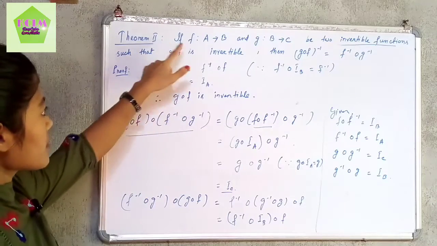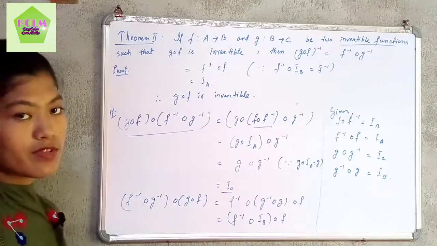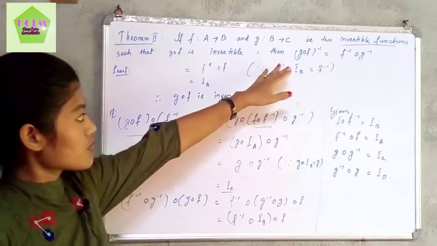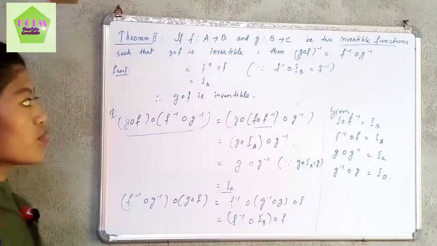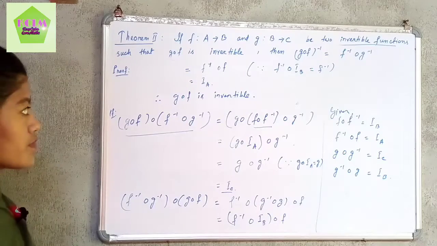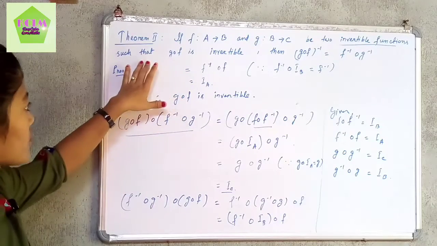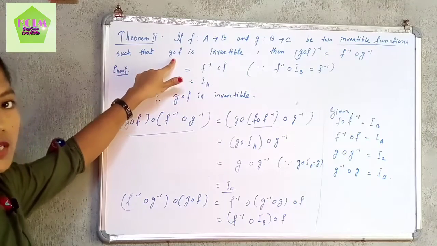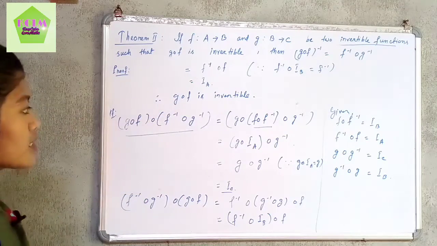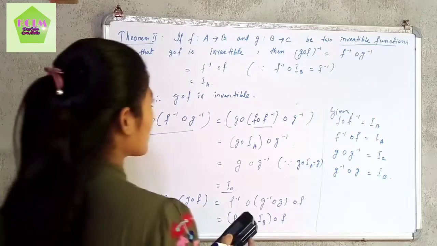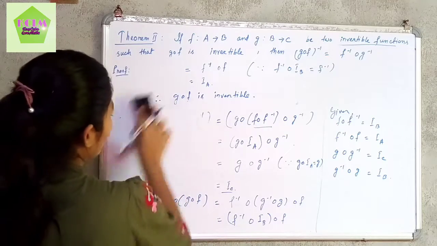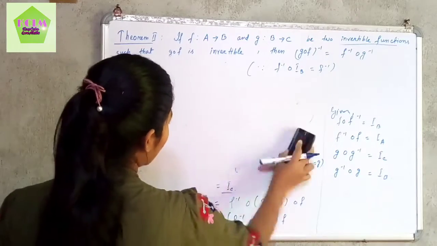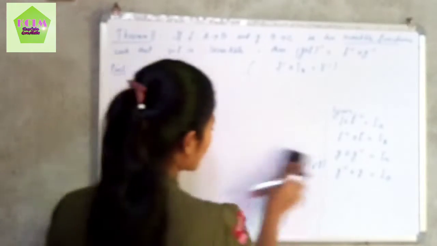In the statement, f and g are two invertible functions such that g∘f is invertible, then we need to show (g∘f) inverse equals f inverse ∘ g inverse. So to prove this theorem, first of all, we need to show that g∘f is an invertible function. So we are done here. Now we need to show that (g∘f) inverse equals f inverse ∘ g inverse.